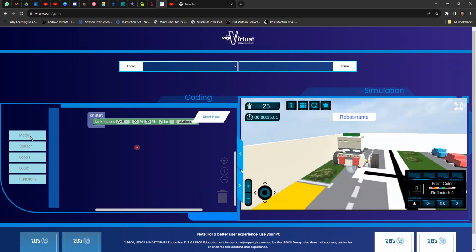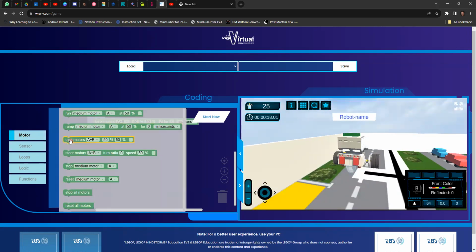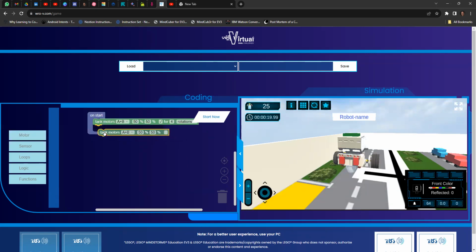So what if I want now to turn right? I should take also tank motors. So after moving these 4 rotations, I should turn right. How should I turn right? Like if I turn in... put degrees.